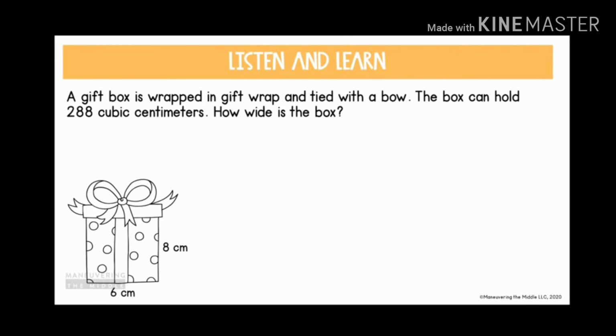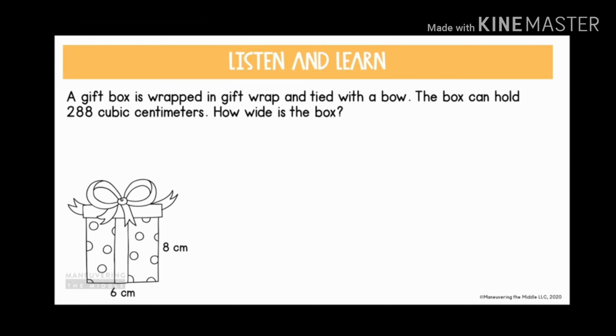Let's go ahead and look at a word problem where we have to do a little bit more work because we're not given all of the information. It says a gift box is wrapped in gift wrap and tied with a bow. The box can hold 288 cubic centimeters. How wide is the box?